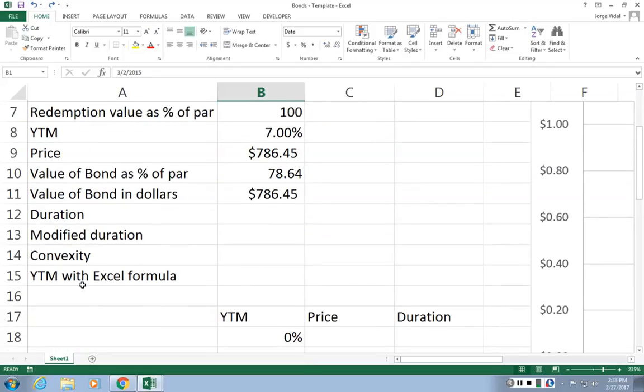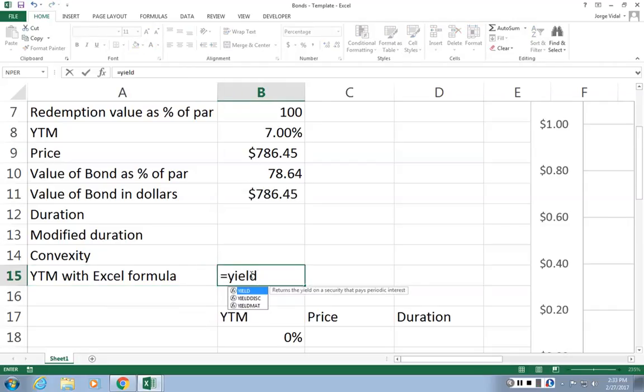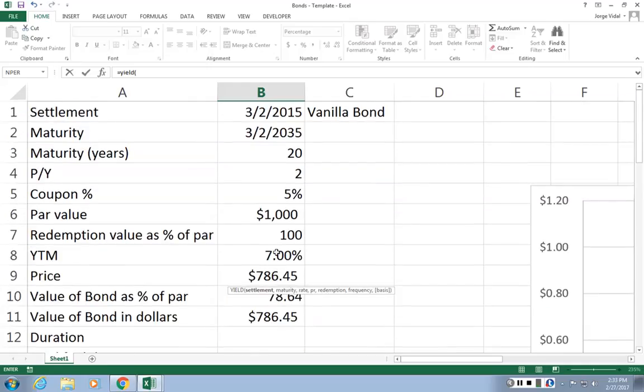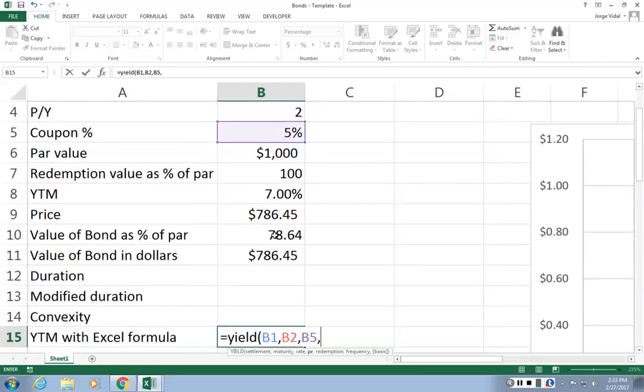Now, before we do duration, modified duration, and convexity, I also want to cover YTM. You can also calculate YTM in Excel, and the function is called yield. And for this, you need the settlement. Okay, so I'm going to click on settlement, comma, and then you click on maturity, comma, rate, which again is the coupon. So I'm going to click on the 5%, comma. Now, that PR is this one right here, the value of the bond as a percent of par.